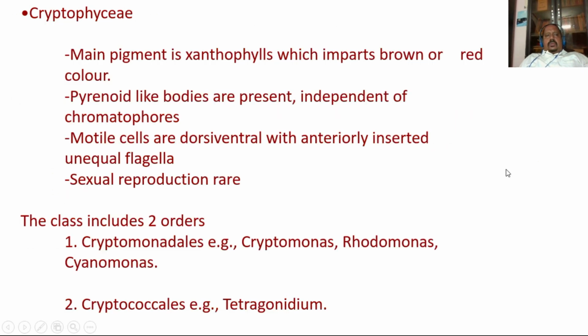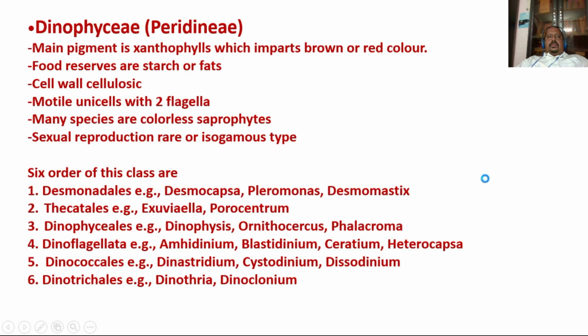Similarly, another group is Cryptophyceae, which is also a unique group proposed by Fritsch, where the pigment is xanthophyll, but it's differentiated from Phaeophyceae. Pyrenoid-like bodies are present, independent of chromatophores. Motile cells are dorsiventral with anteriorly inserted unequal flagella. Sexual reproduction is rare, and it also contains 2 orders, Cryptomonadales and Cryptococcales. None of them are prescribed in your syllabus for detailed study.